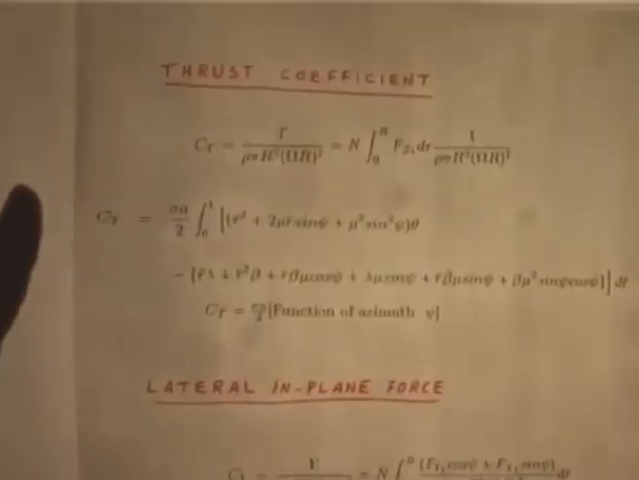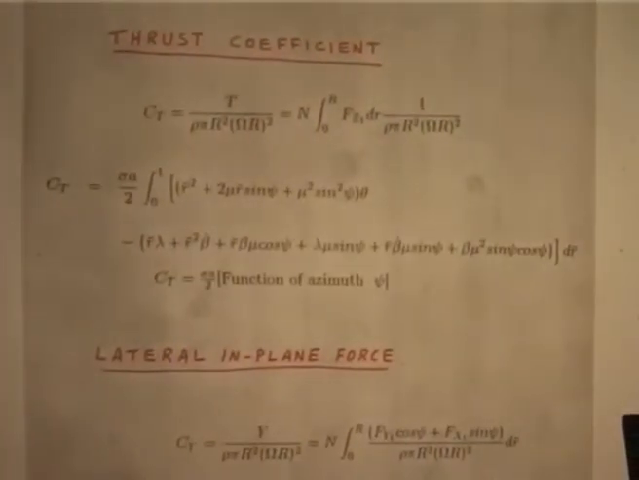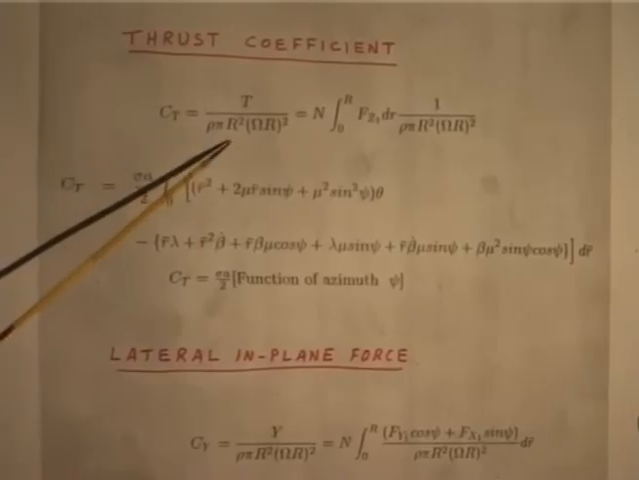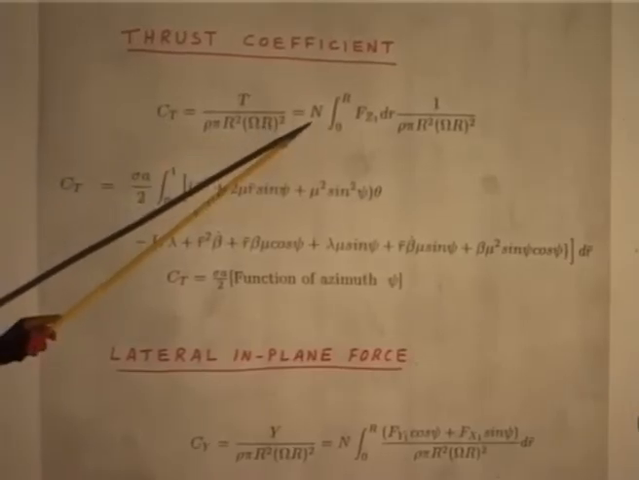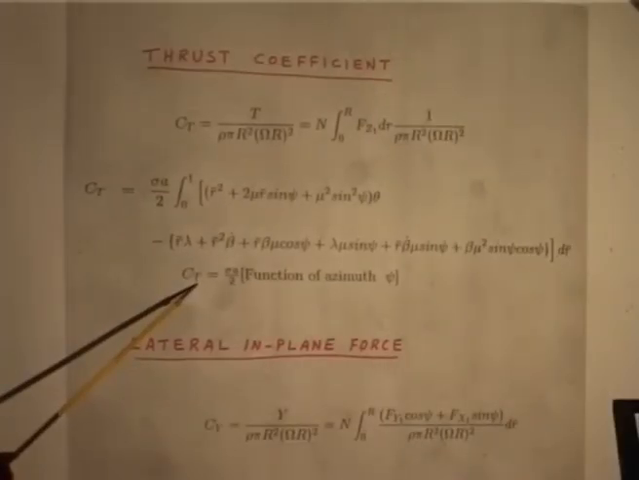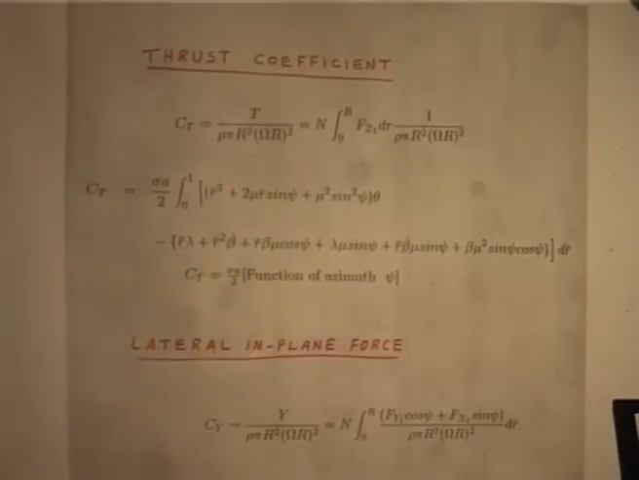So, I have non-dimensionalized the quantities. Ct is thrust divided by rho pi r square omega r square. You can see here n is the number of blades. I am assuming that all the blades are doing the same motion, etcetera. So, thrust is a function of azimuth, that is what I told you earlier.